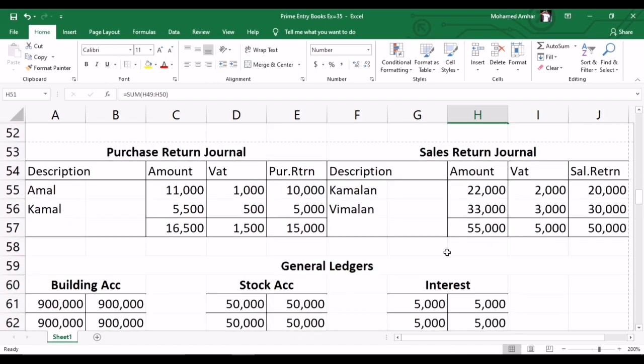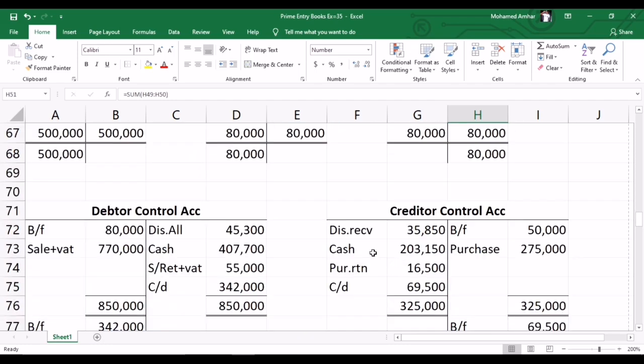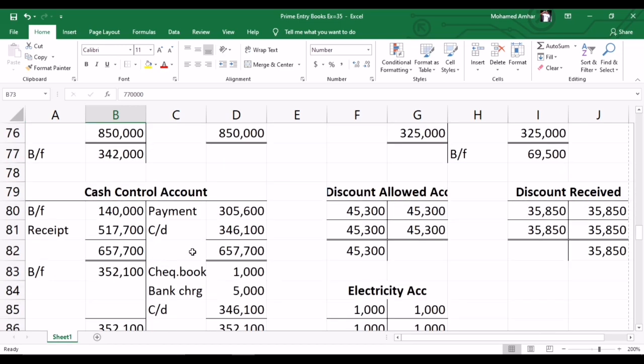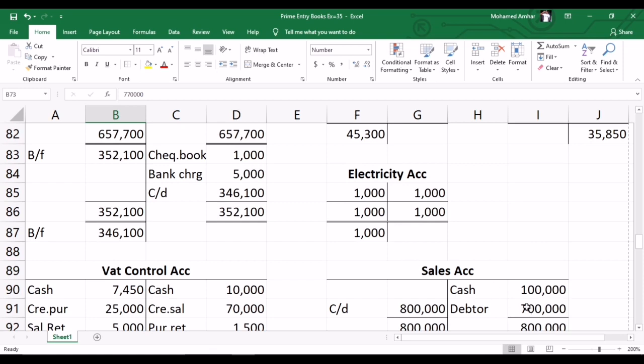So check the debtors account, debited 770,000, and the VAT account and sales account credited. Check that. Here the sales account is credited 700,000, and the VAT account credited 70,000.